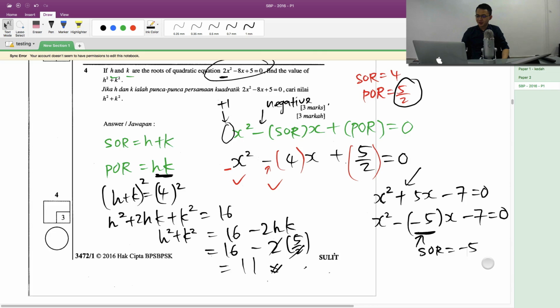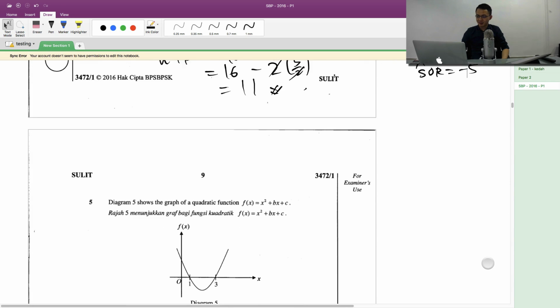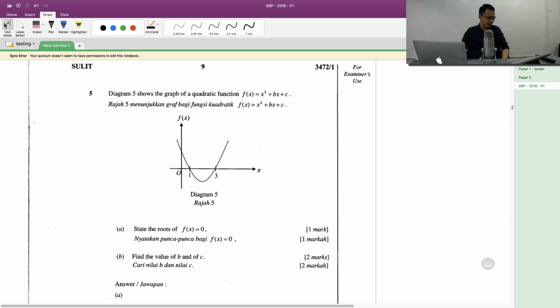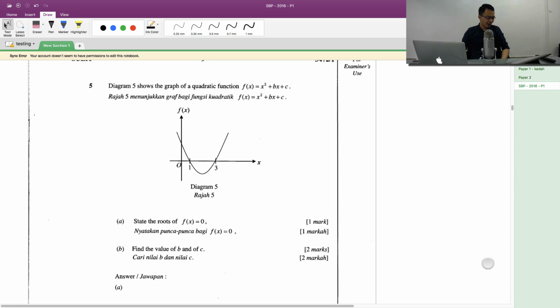If there's no problem, then I will move on. If you have a problem, please stop me. Alright, so this is diagram 5, which shows the quadratic equation. So you have the quadratic equation, state the roots. State means you can straight away write the answer. Root means the answer of x.